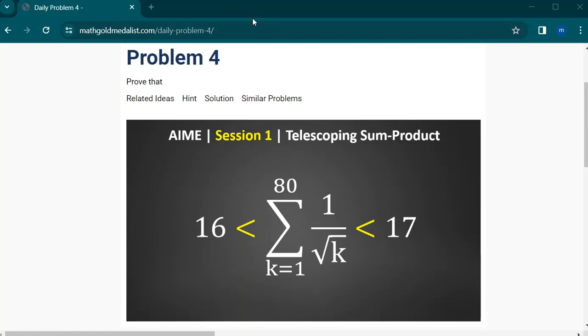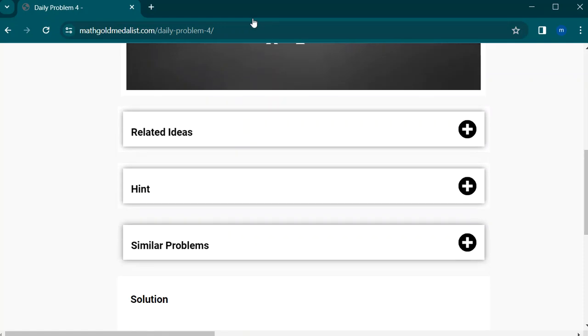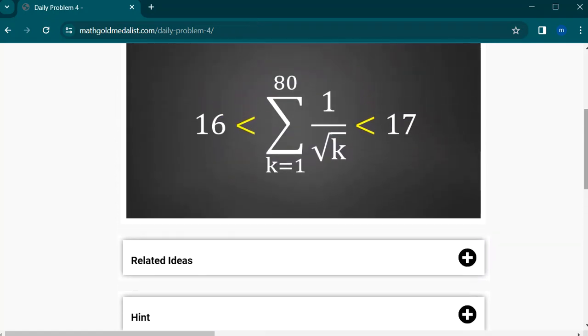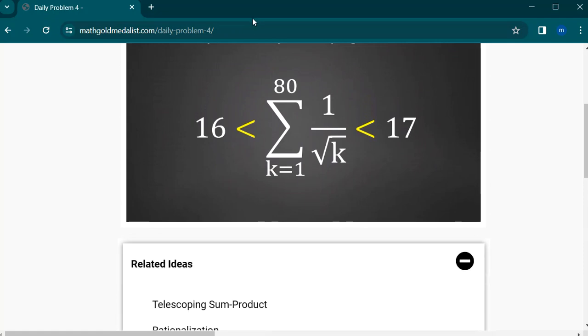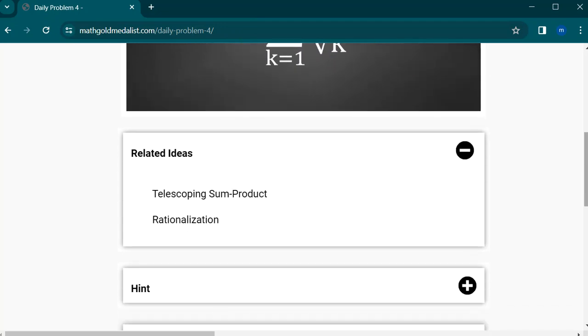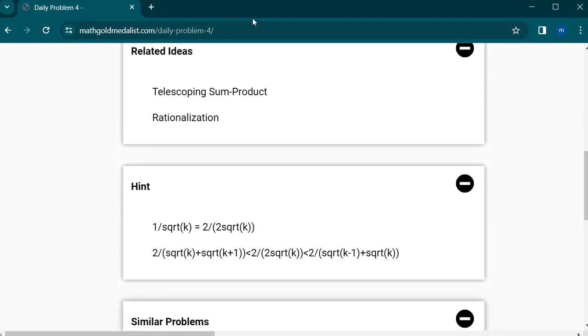In this video, we want to solve this problem, and I'll be explaining telescoping sum by solving this problem. After that, we'll be solving a similar problem, AIME 2 2014 problem 7. For this problem, related ideas are these: telescoping sum, product, and rationalization, and hints are these two things. Okay.